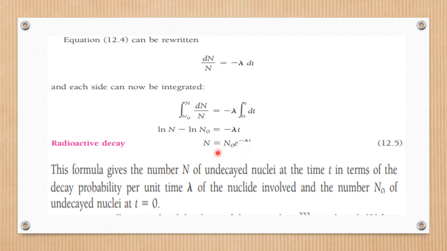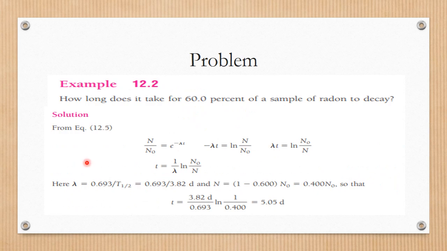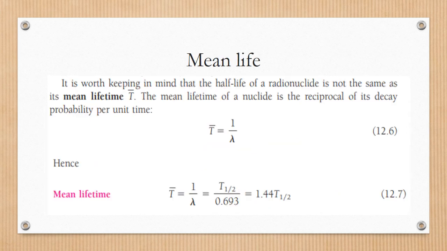This formula gives N, the number of undecayed nuclei at time t, in terms of the decay probability per unit time lambda, and the number N0. N0 is the number of undecayed nuclei at time t equals 0. So at a time t, the number of undecayed nuclei is given by this equation. Now go through this example problem and write it down in your notebook.